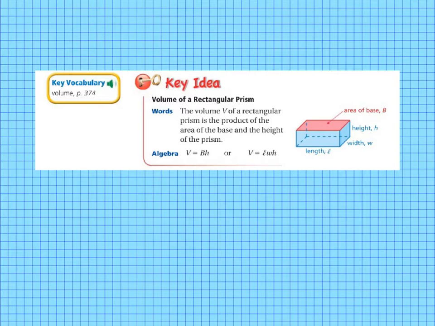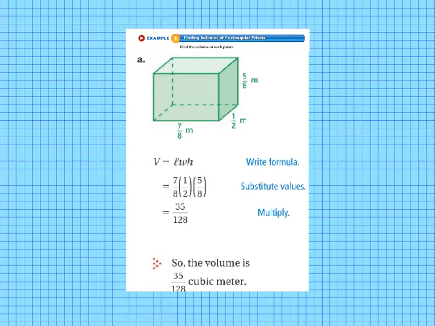So volume equals capital B, the area of the base, times the height, or volume equals the length times the width times the height. This is generally the one that's easier for students to use, length times width times height. Be sure that all of this makes it into your ISN. We're going to start with example 1A, finding volumes of rectangular prisms.